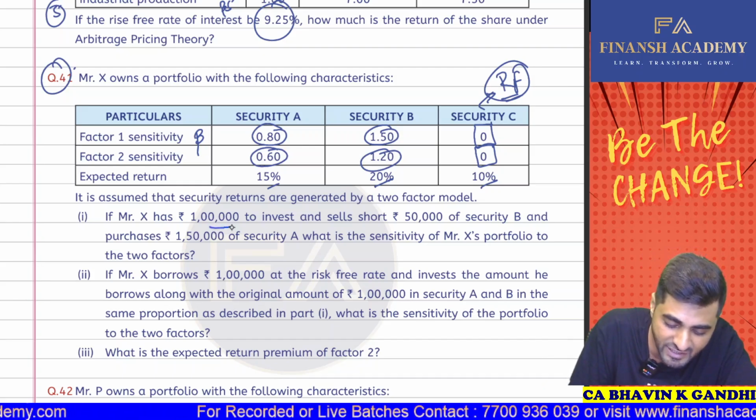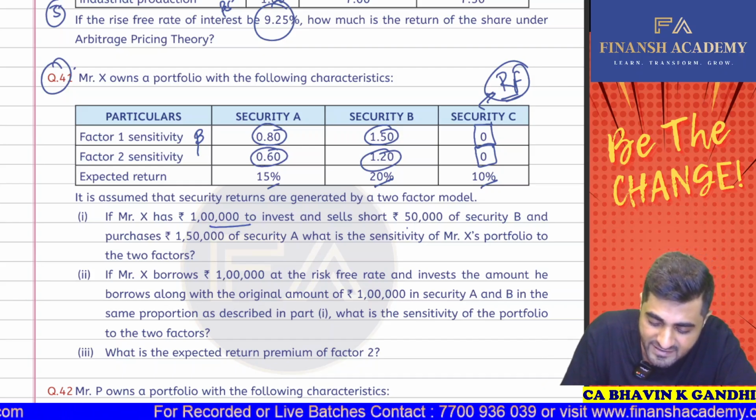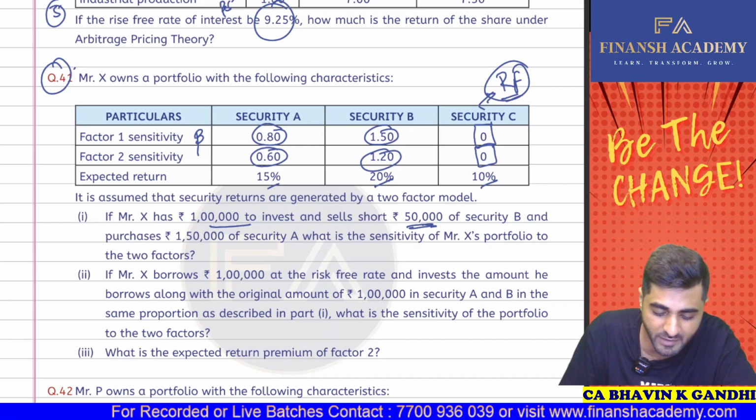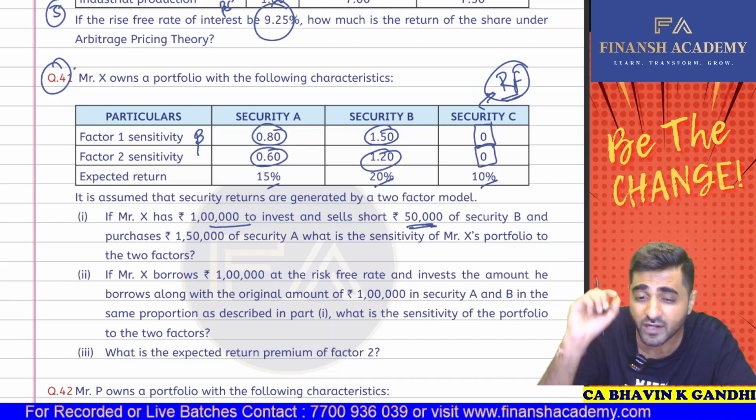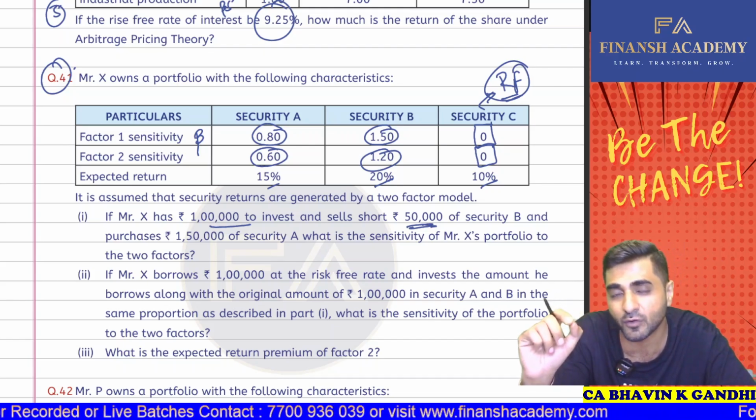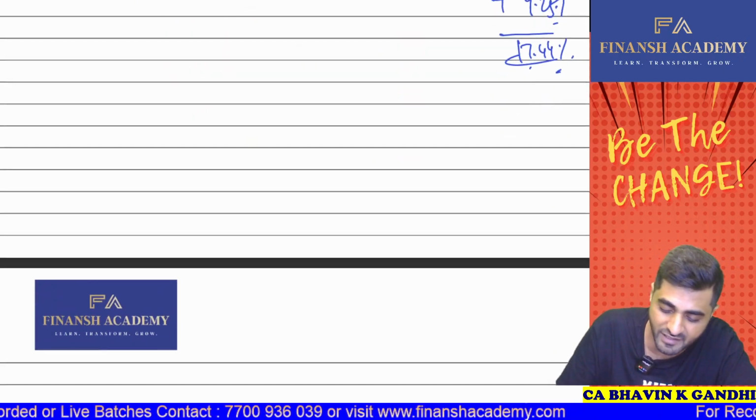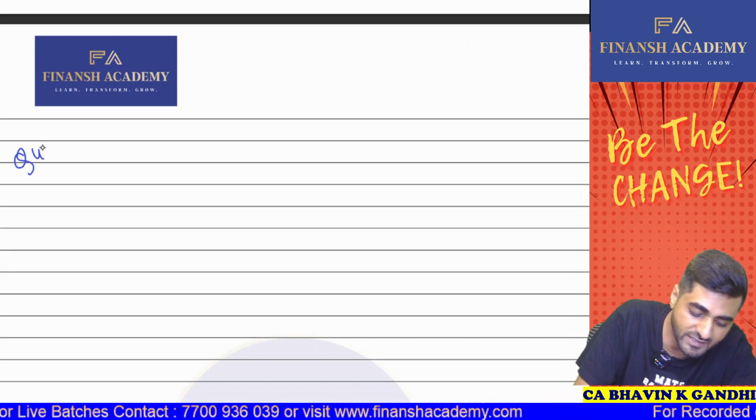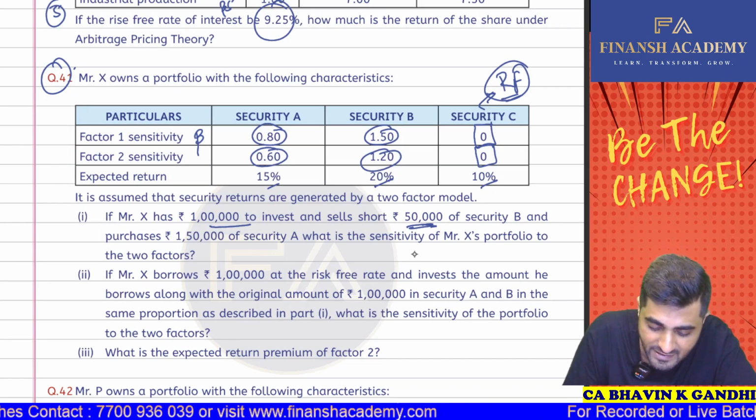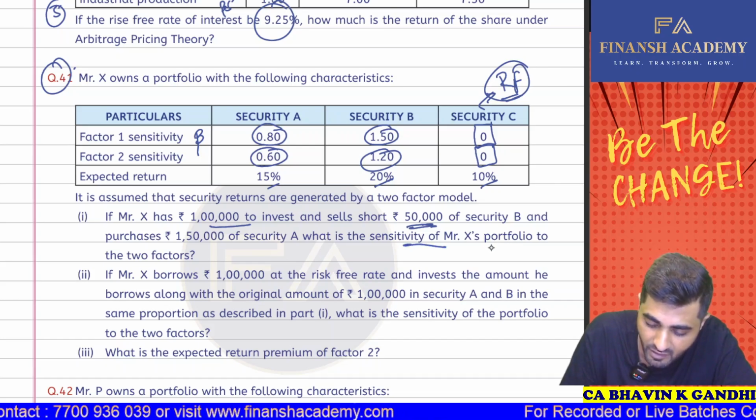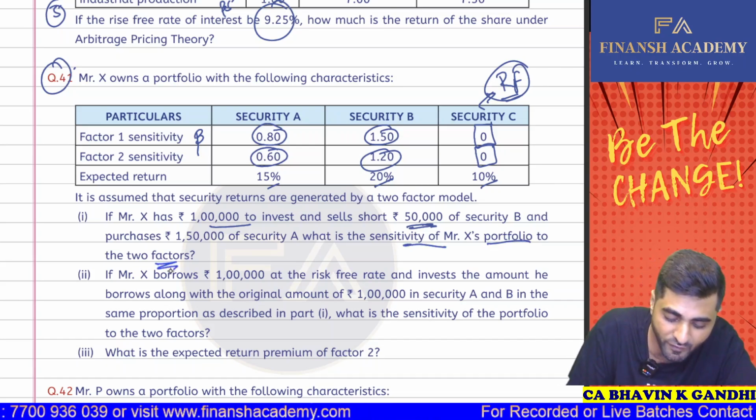If Mr. X has rupees 1 lakh to invest and sells short 50,000 of security B and purchases 1,50,000 of security A, what is the sensitivity of Mr. X portfolio for the two factors? Now, my dear students, in this particular question, we are required to calculate what is the sensitivity of Mr. X portfolio to the two factors.